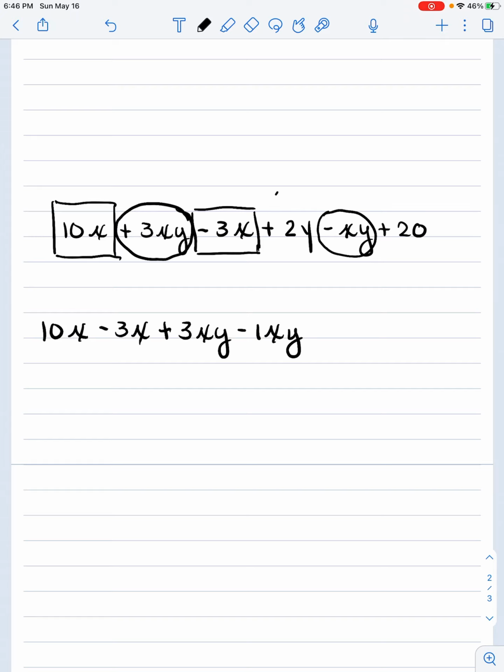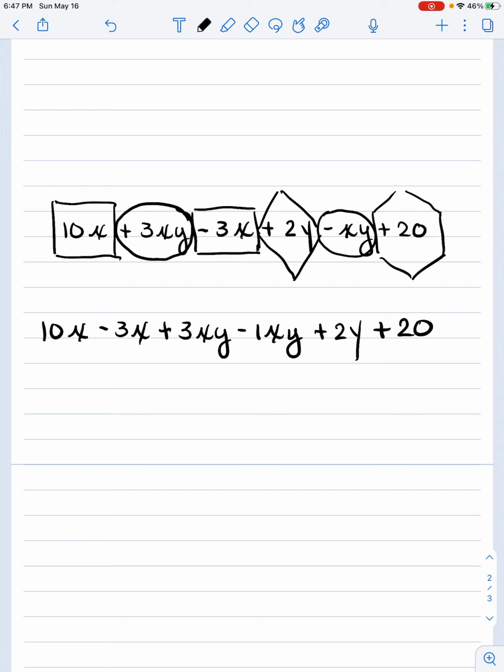And then, I don't know, let's do a diamond shape for the y terms. Oh, any more y terms? No. Okay, so that's just going to be plus 2y. And I think maybe let's do a hexagon around the constant term. So that would be plus 20. All right, and now let's do our thing.